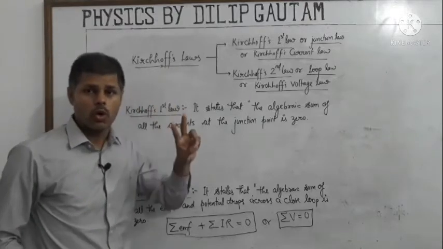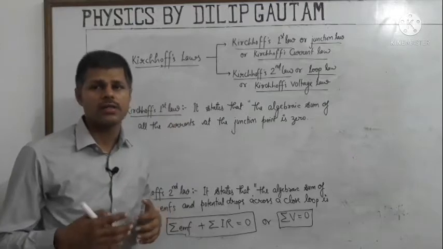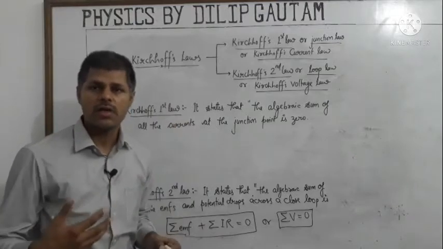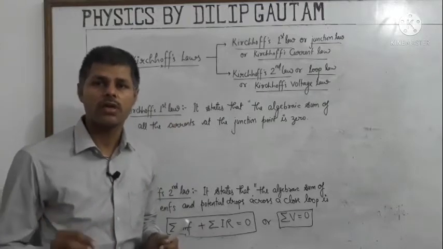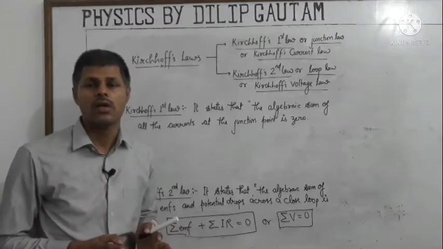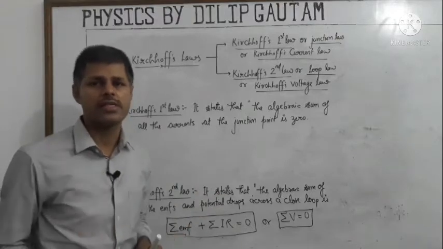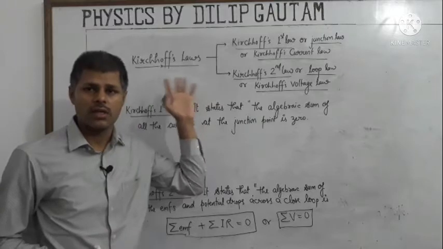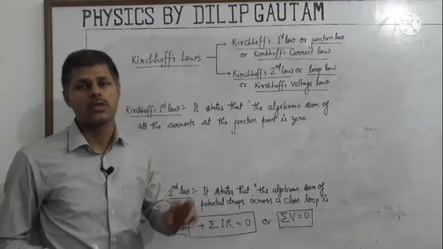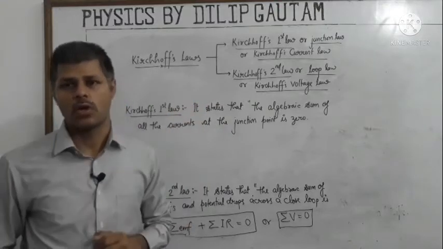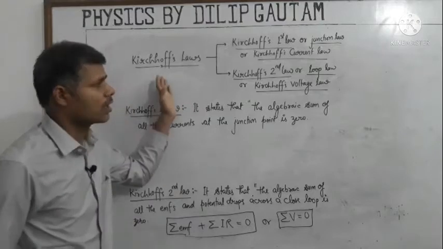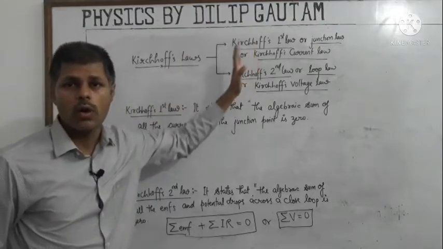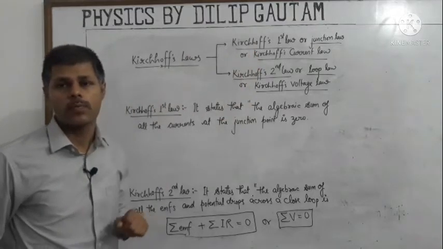Kirchhoff gave two laws in order to simplify the circuits. When the complexity of circuits increased, and we could not use only the series and parallel combination to solve them, Sir Robert Kirchhoff gave two laws which are known as Kirchhoff's laws. The two laws were called Kirchhoff's first law and Kirchhoff's second law.